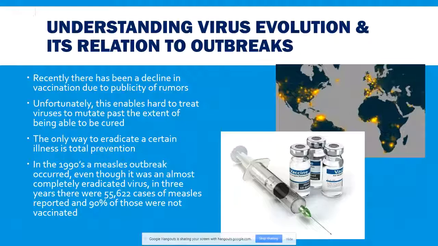For instance, there has been a measles vaccine since the 1990s. So far in 3 years, 55,622 cases of measles have been reported, and 90% of those people were not vaccinated. This is a very problematic situation. We want people to be taking their vaccines so that we won't have another outbreak of these same viruses.